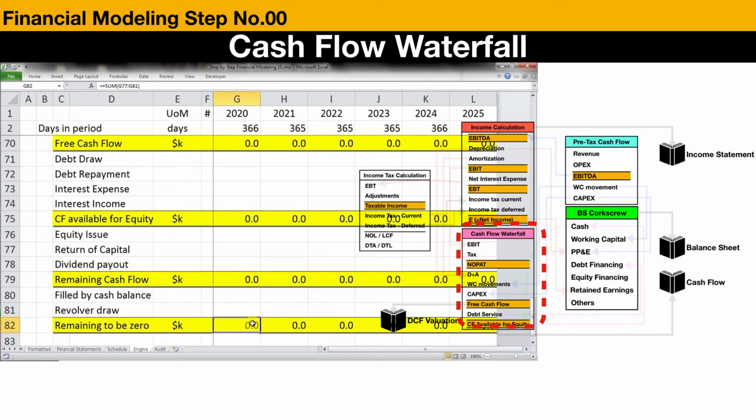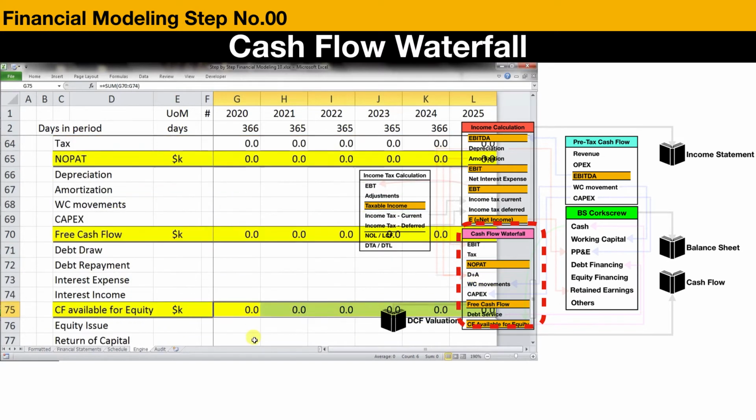The combination of the cash account and the revolver facility works as a plug in the financial model, and plays an essential role, as the plug ensures that the debit and credit sides of the balance sheet are equal. This spreadsheet structure illustrates merely one example of a cash flow waterfall.